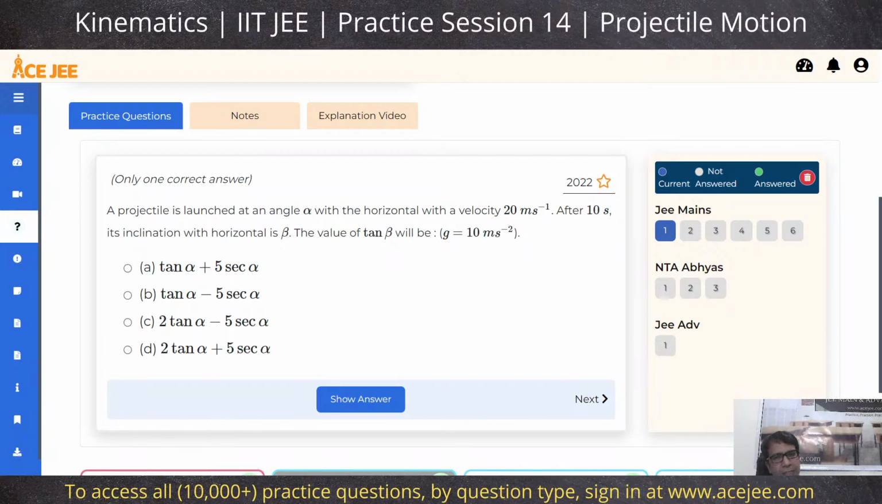Beta, what if they meant the position vector making an angle beta? How would you resolve it then? Tan beta will simply be y by x, yes? Yes, sir. Okay. So what will it be in that scenario?